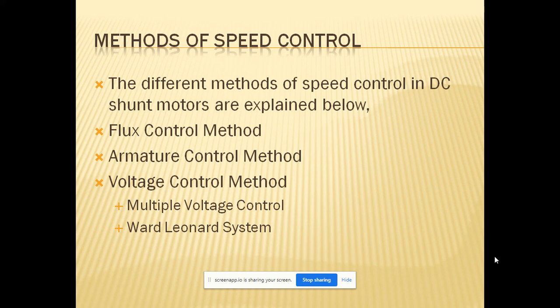The different methods of speed control in DC shunt motor are explained below. Number 1, flux control method. Number 2, armature control method. And number 3, voltage control method. In the voltage control method, there are two methods: one is multiple voltage control and the second is the Ward-Leonard system.